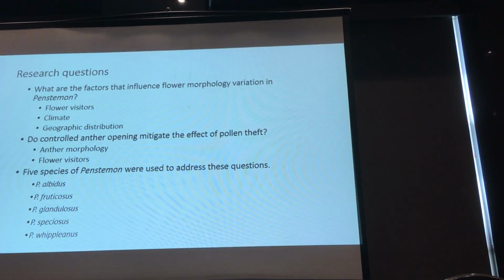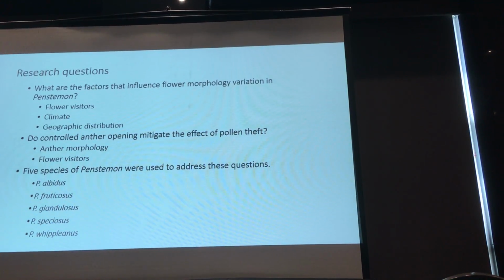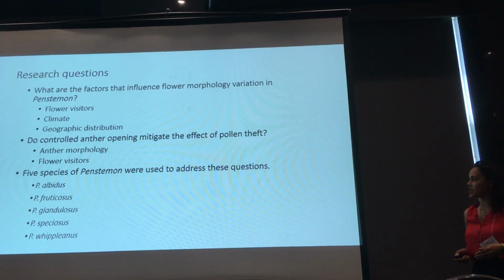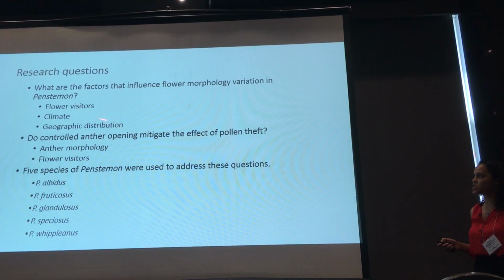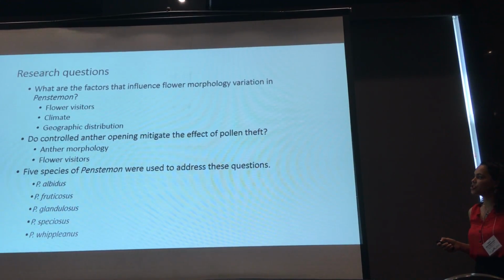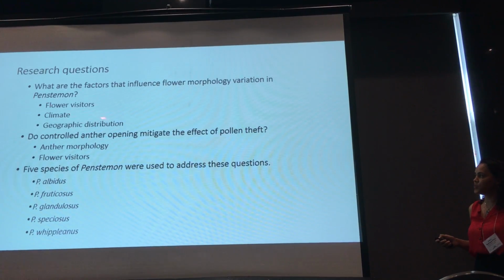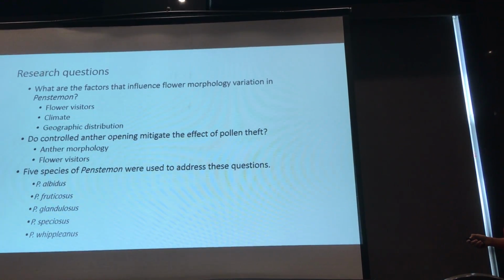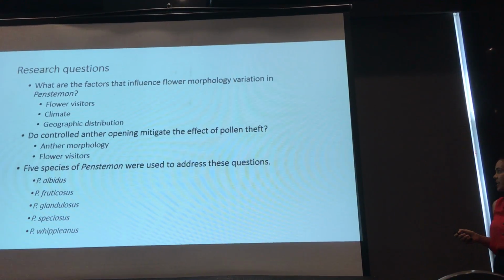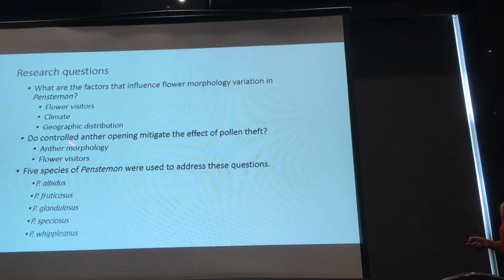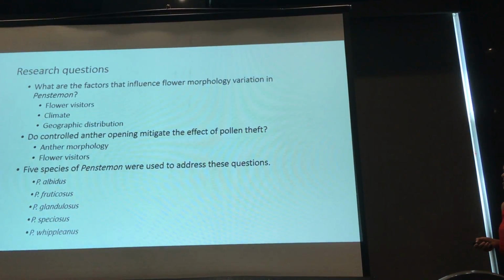I have 2 main research questions. The first one is, what are the factors that influence flower morphology? I will explore 3 sub-questions: how flower visitors, pollinators and non-pollinators, influence flower morphology; climate, for which I'm going to use precipitation and temperature; and geographic distribution, for which I'm going to use geographic distance. The second question is how anther opening can mitigate the effect of pollen thieves and how that affects anther morphology, and I'm going to use flower visitors, again pollinators and non-pollinator visitors.